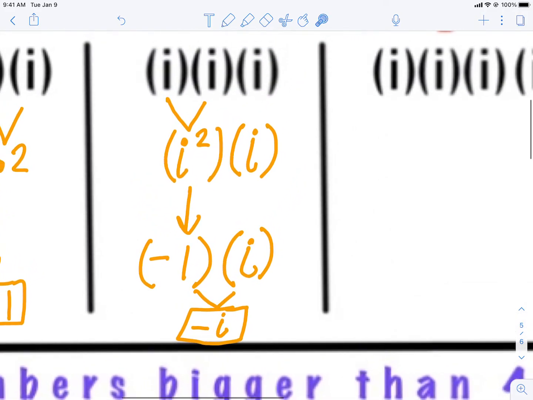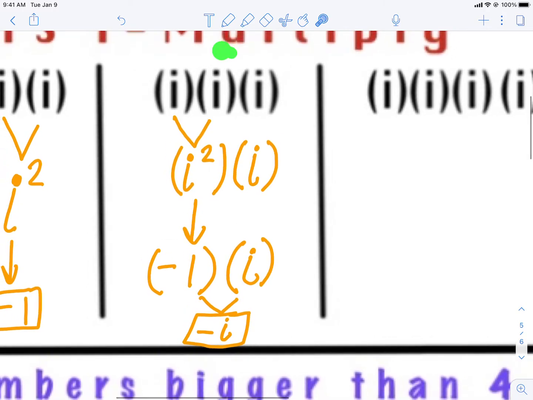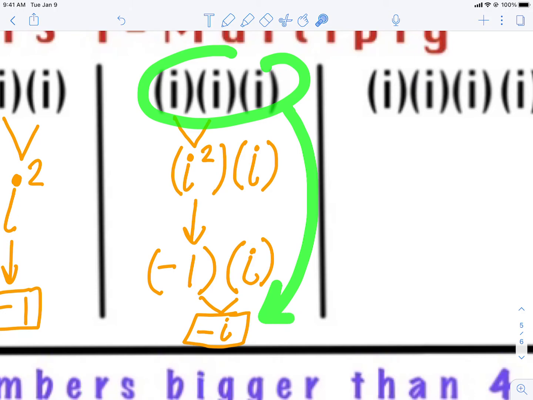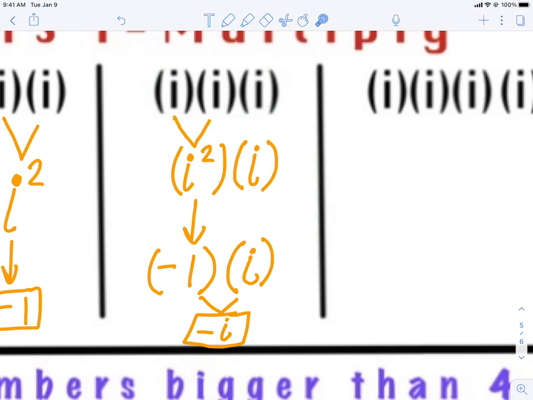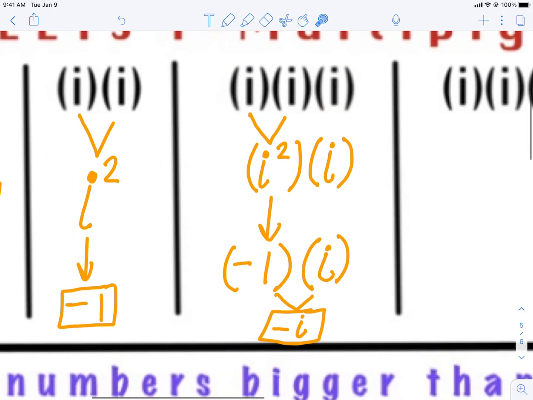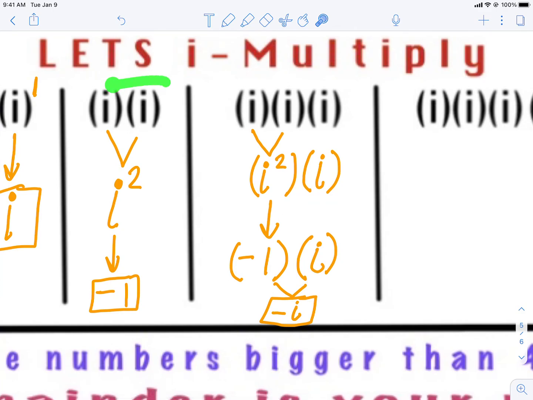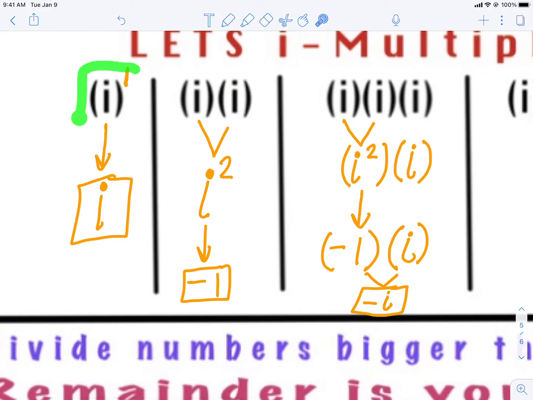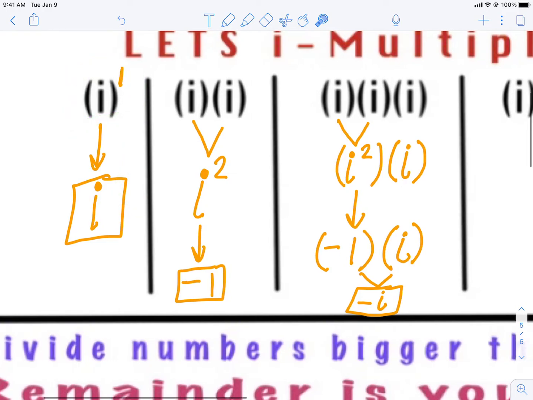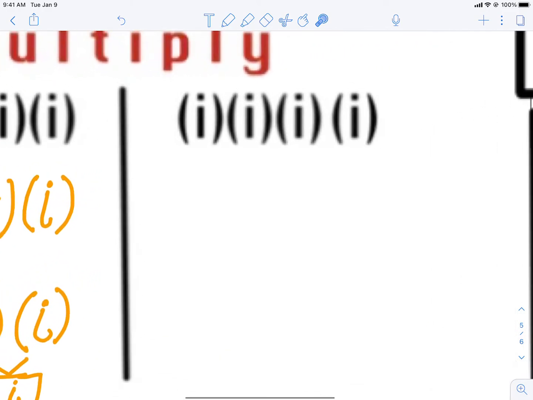So 3 i's, I to the power of 3, is equal to -I. I to the power of 2, 2 i's, is equal to -1. And just 1 I is equal to I. Right? So, last one here.